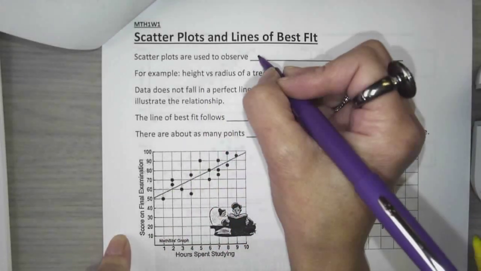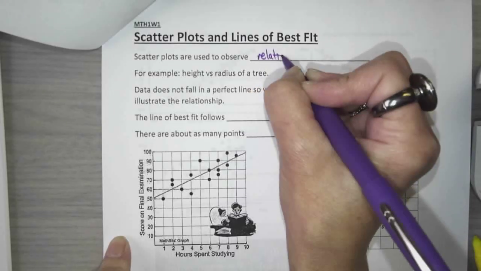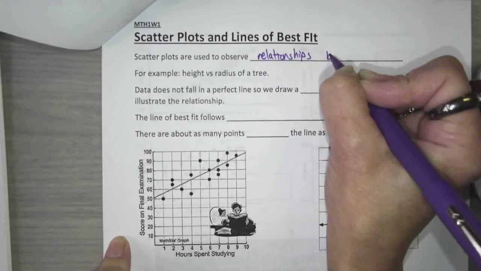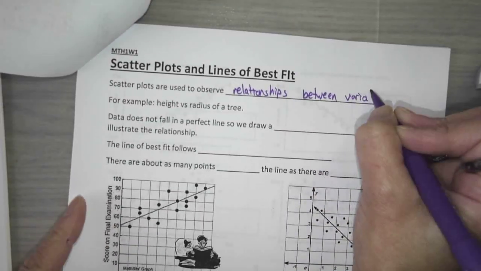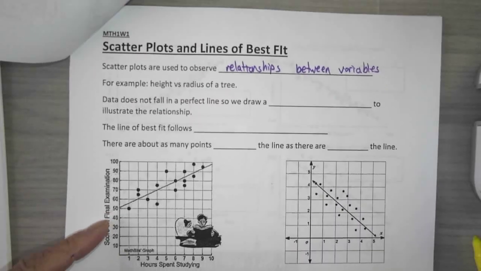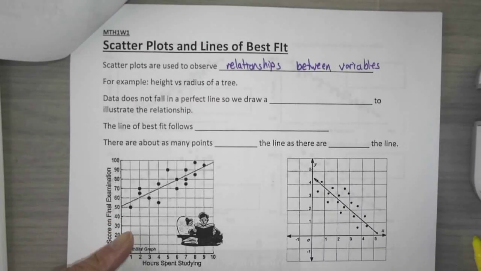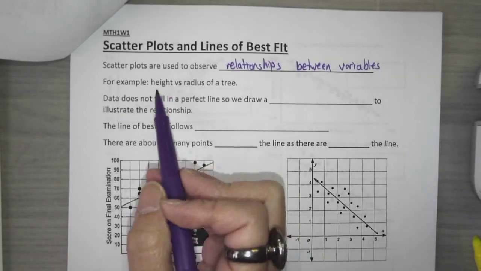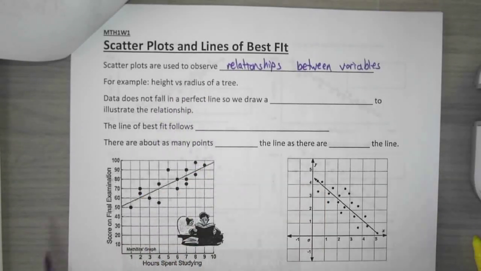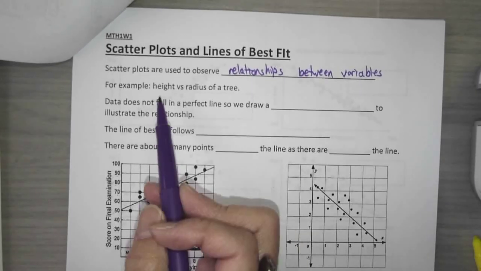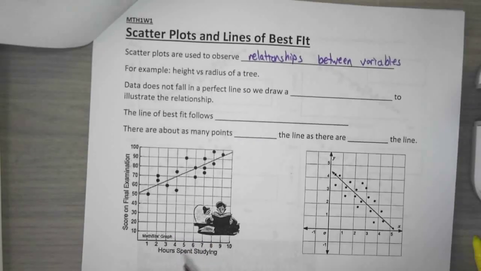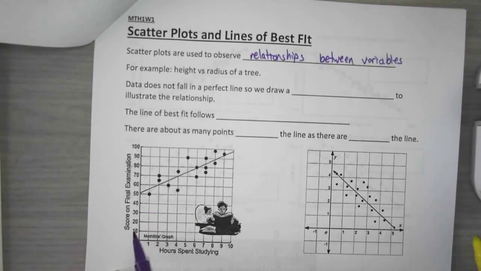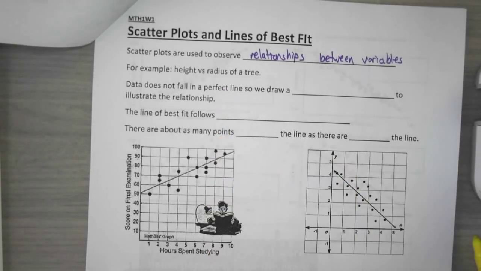So scatter plots are used to observe relationships between variables, right? You might be looking at the sunshine on the plant growth, a chemical versus the plant growth, how much rain, that sort of thing. Doesn't always have to be plant growth. But for example, height versus radius of a tree. Those two things are related to each other. So as a tree gets taller, it also gets wider. So you're looking at the relationship between the height and the width of the tree, the radius.